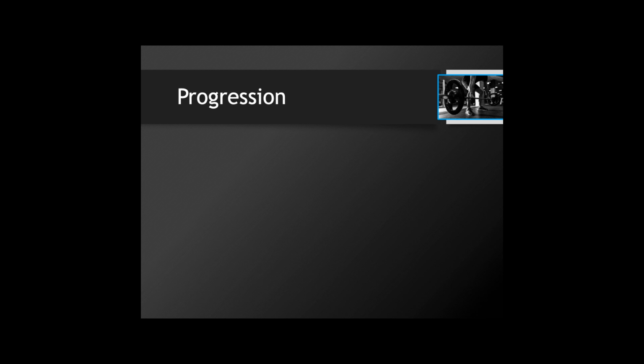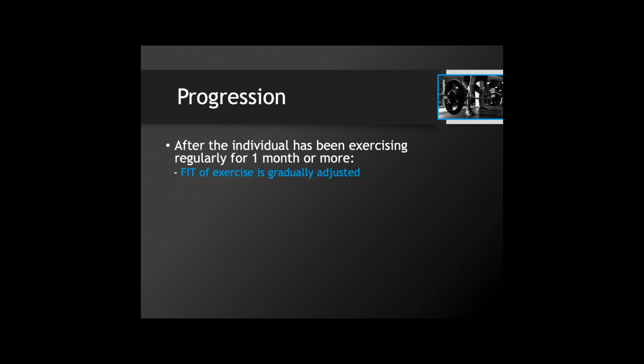Now, I believe we have one more slide here, and then I'm going to sum this all up. So when we're talking about progression with any individual, after a month of exercising or more, then we can adjust frequency, intensity, time, or type.